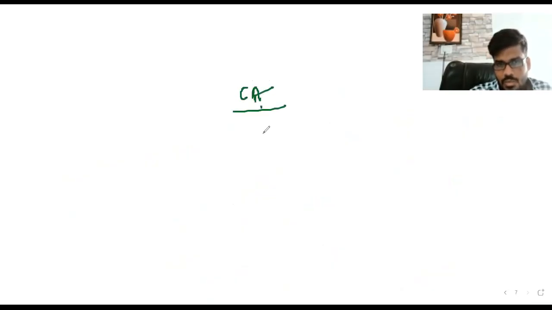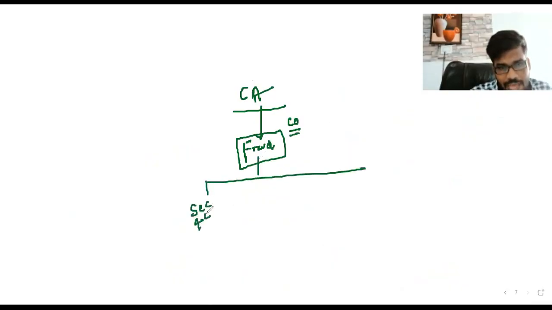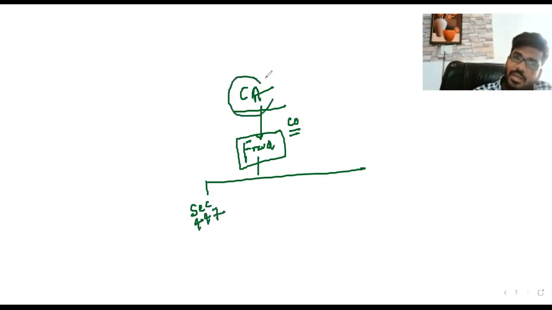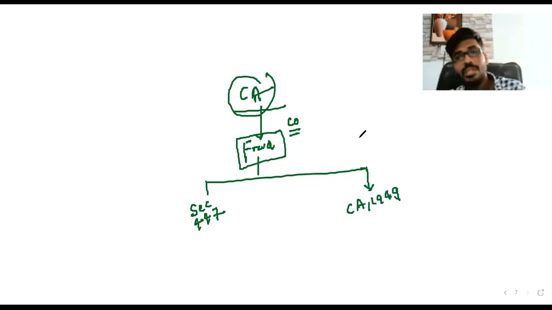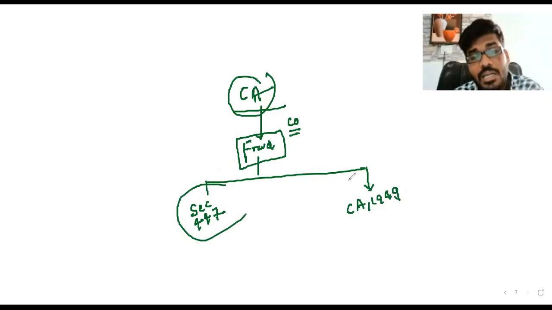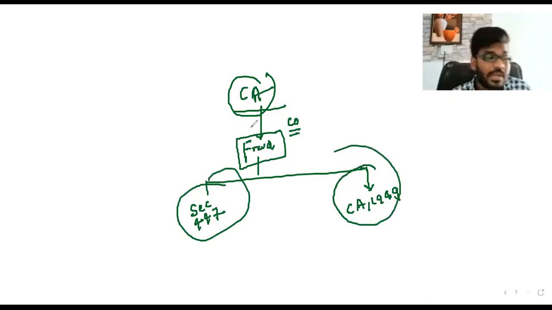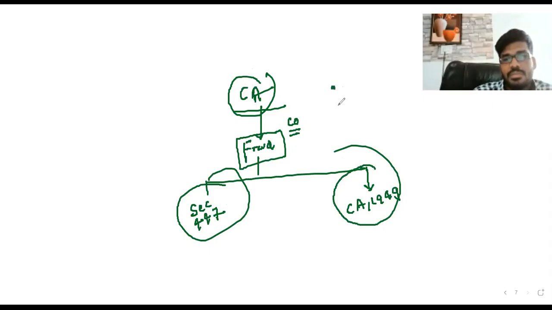One more important general function. Suppose you are a chartered accountant, and you commit a fraud in a company. Whenever you commit a fraud, Section 447 is applicable as per the Companies Act. You are a chartered accountant, so the Chartered Accountancy Act 1949 is also applicable. Then what is my question? You committed a fraud in the company; under which Act are you punishable? Under the Companies Act, or under the Chartered Accountancy Act 1949? That is my question. Tell me, sir.